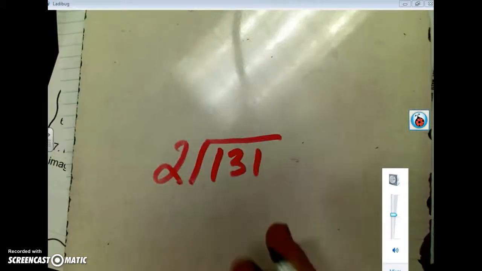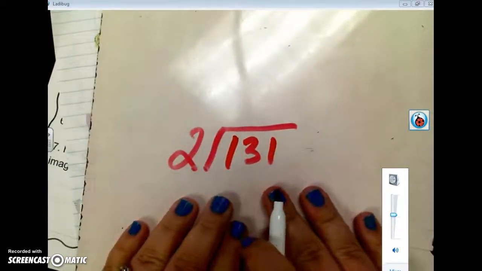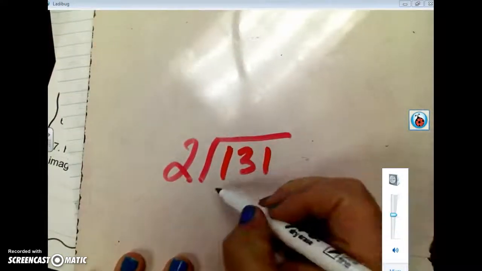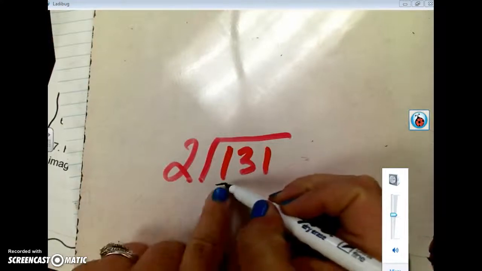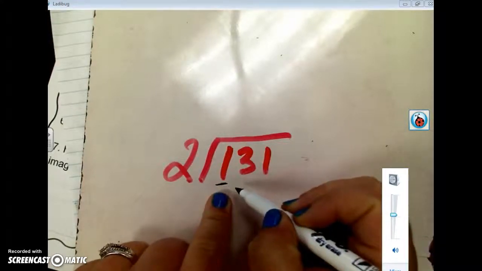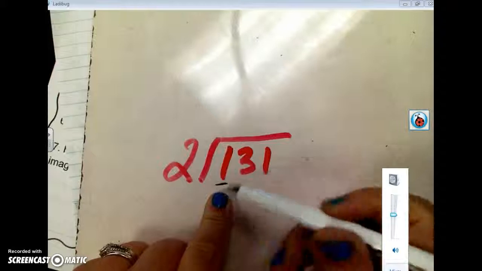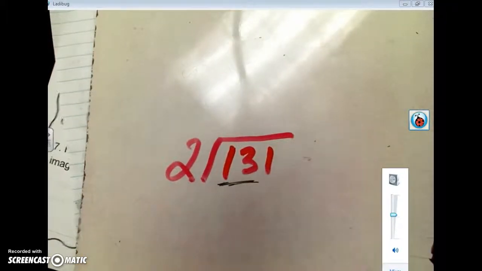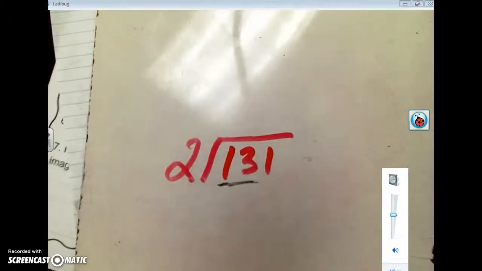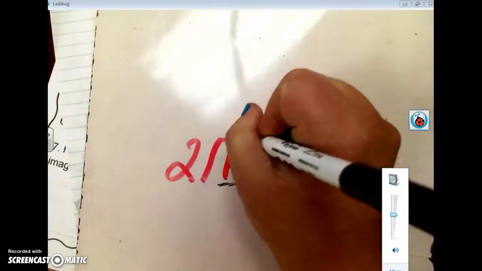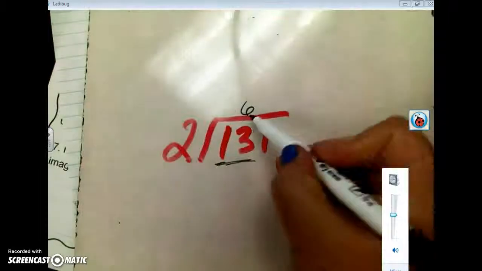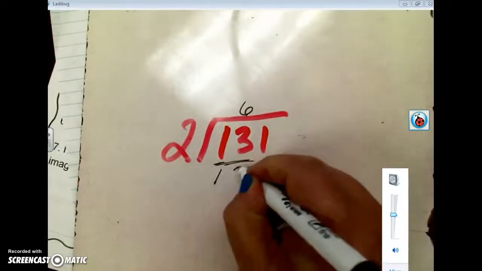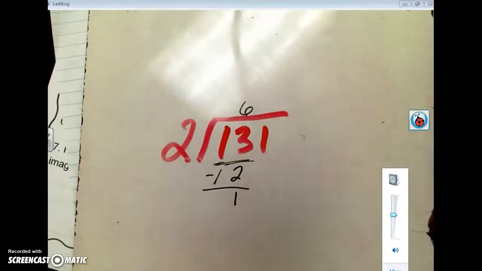When we look at this problem, I gave you this one on purpose because we just did examples where my divisor automatically went into that first number, and in this case it does not. I have to put it into 13 versus 1. So 2 goes into 13 how many times? 6 times. 6 times 2 is? Subtract and I get 1.